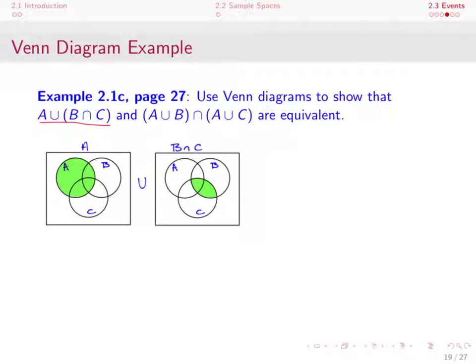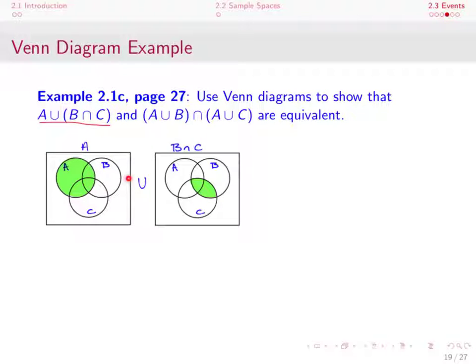So to start, we draw a Venn diagram that just represents the first part of that union, event A. So we have 3 overlapping circles because we have 3 events of interest, and we'll shade the region that represents A. Then we'll go to the second part of the union in this statement, which is the intersection of B and C. So now we draw a separate Venn diagram where we shade only the region shared by B and C to represent their intersection.